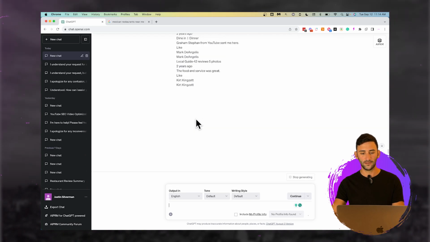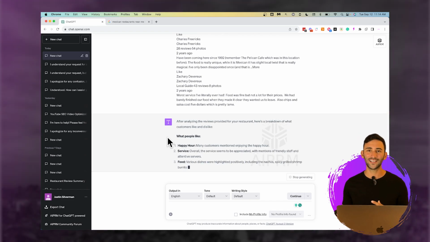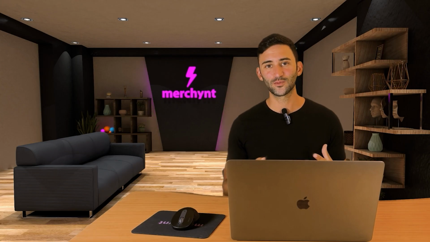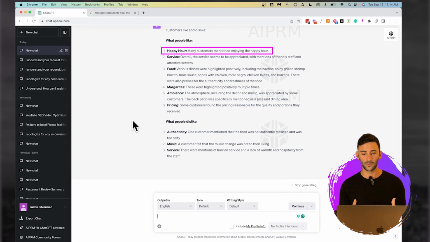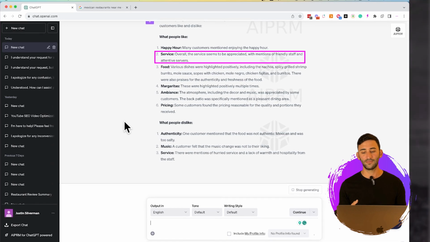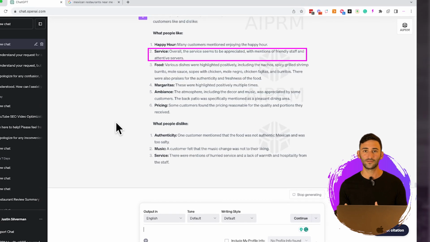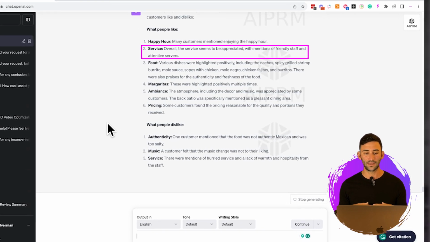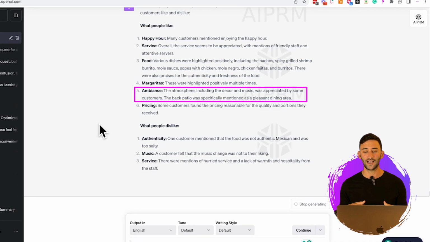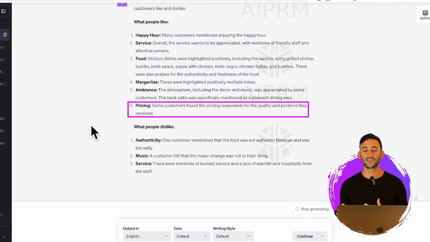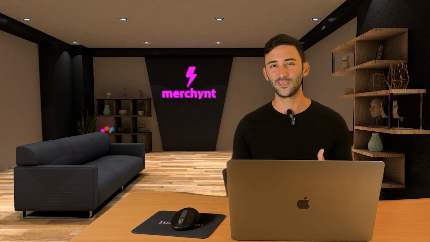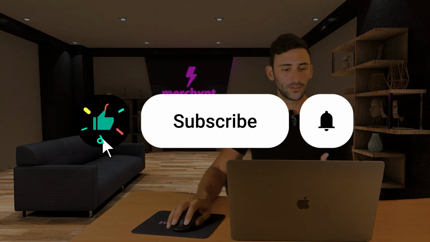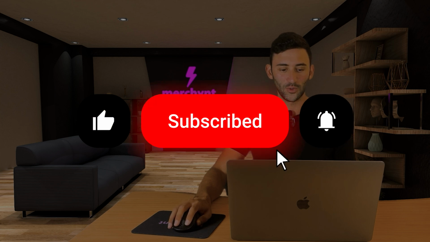So if we now scroll down, we can see that ChatGPT quickly analyzed all of these reviews, and this is what it is telling us. What people like, the happy hour. Many customers mention enjoying the happy hour, so you know maybe you should market your happy hour a little more. The service seems to be appreciated with mentions of friendly staff and attentive servers, so they're doing great there. They're mentioning that people like the food, the margaritas, the ambiance, and the pricing, specifically saying that it's reasonable for the amount of food that you get. So it's really useful information that you wouldn't be able to get by just looking at their 4.2 on Google.